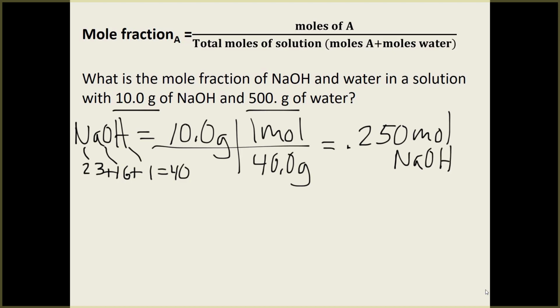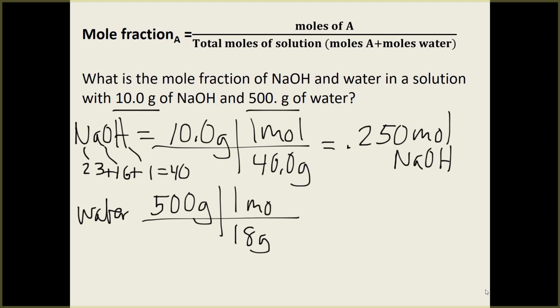And then this is mixed together with my water, and for my water I need to divide by 18. So 500 grams of my water, and for water, 18 grams is equal to 1 mole. Adding up 2 H's and an oxygen gives us 18. And let's divide, and we get 27.8 moles. So let's go ahead and do the mole fraction.